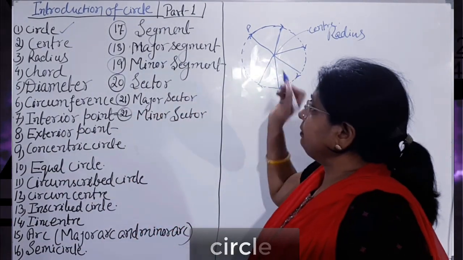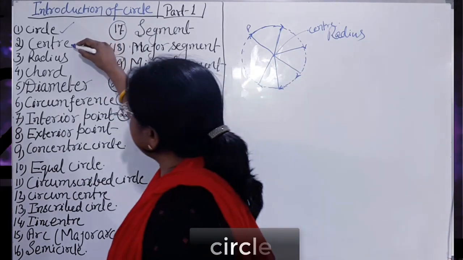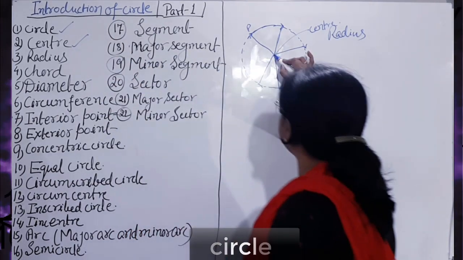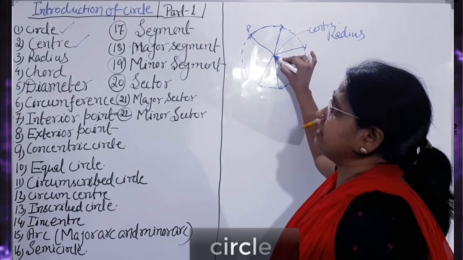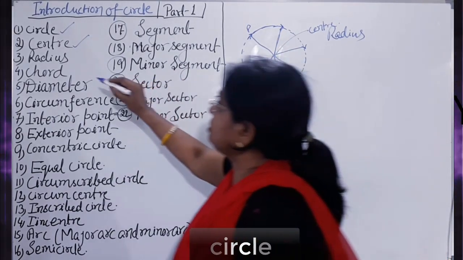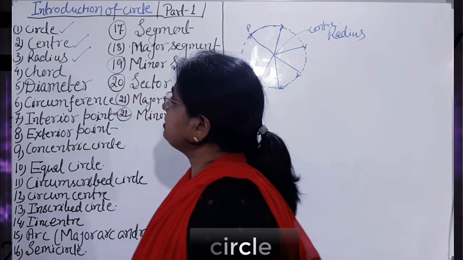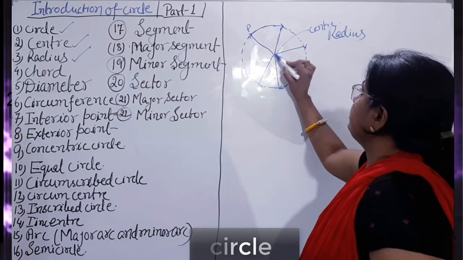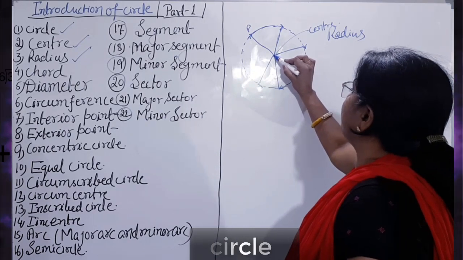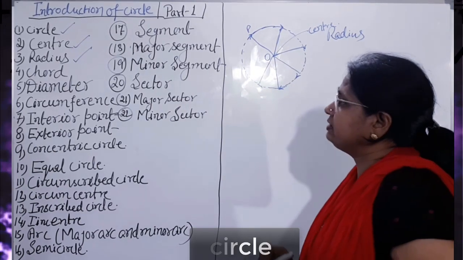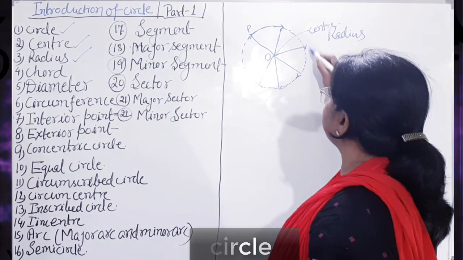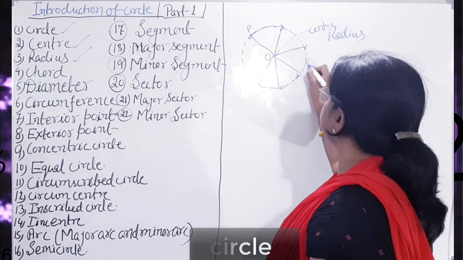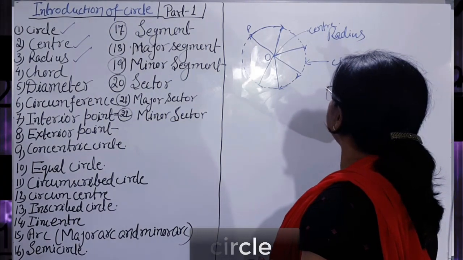The circle and center: the fixed point of the circle is center, and the fixed distance is radius. This one is radius and this point O is center. Circumference is the boundary of circle. It is circumference.